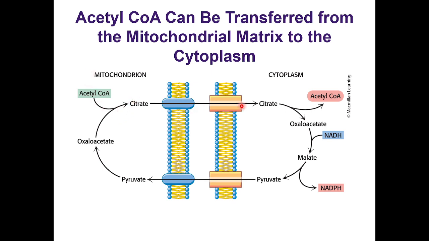Citrate is then exchanged for pyruvate into the cytoplasm. In the cytoplasm, citrate is going to go to acetyl-CoA and oxaloacetate. NADH needs to be used to give us malate. This is going to give us NADPH and pyruvate. Pyruvate is the one that was exchanged for the citrate, coming back into the mitochondrion. And this is going to give us oxaloacetate, normal pathway.